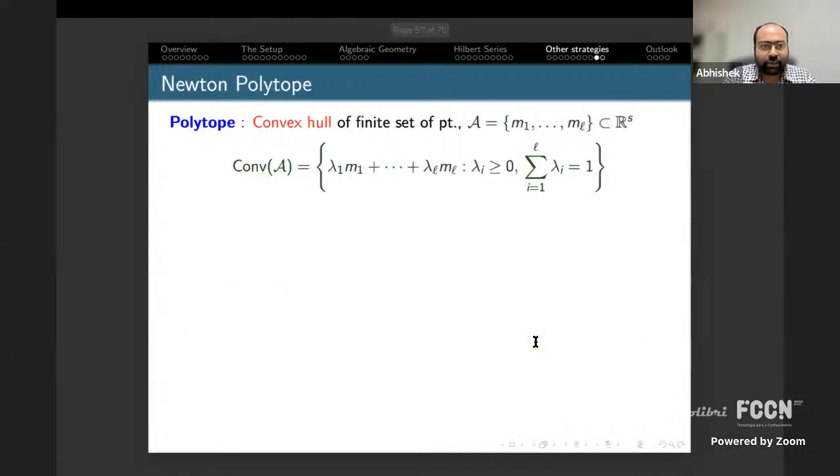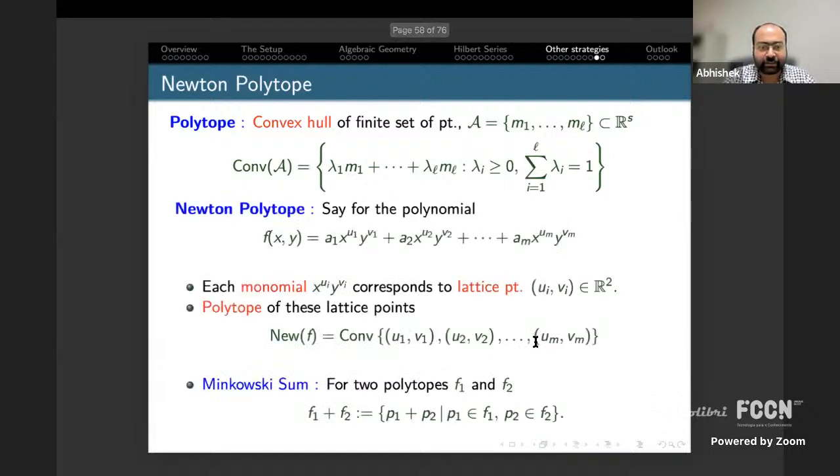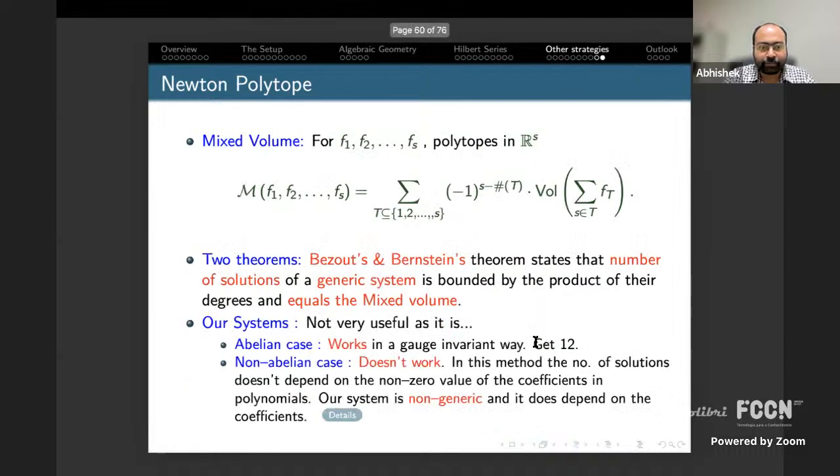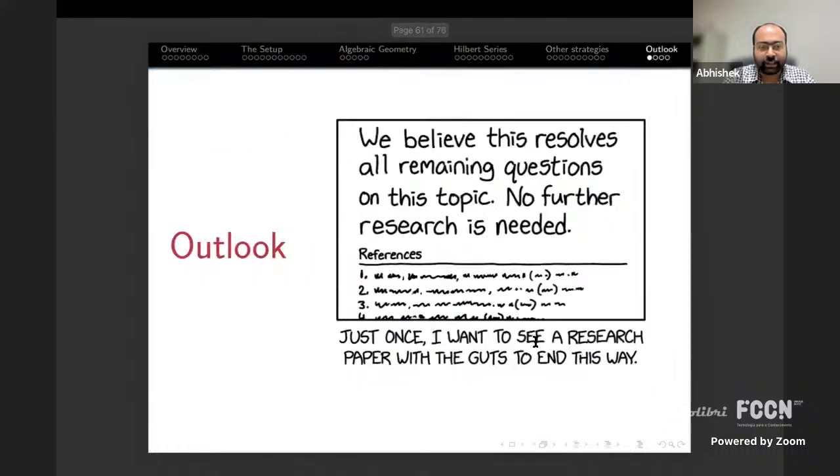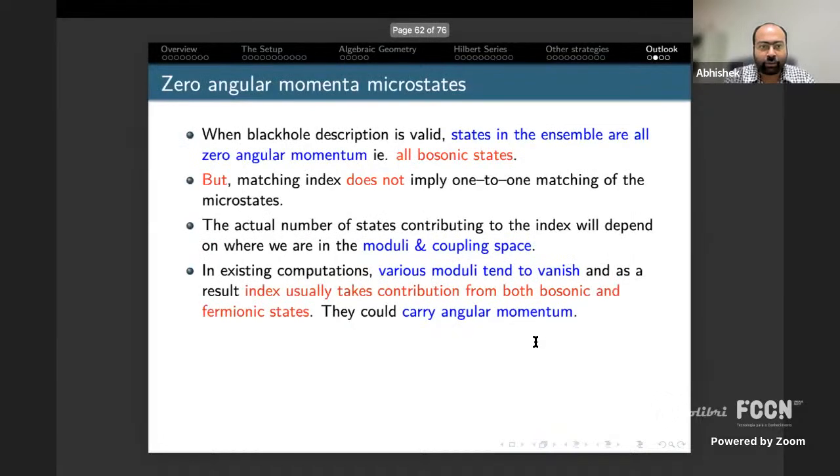So I will probably not touch upon this Newton-Pareto because this really does not work except for the abelian cases. So this is not general. But this is useful to know because the polyhedral homotopy, this construction of this G of X, requires knowing the Newton-Pareto, etc. So I will directly jump to the outlook.